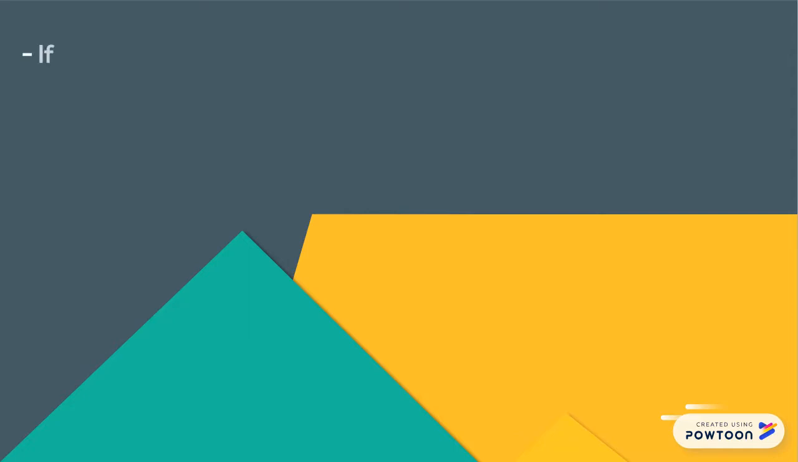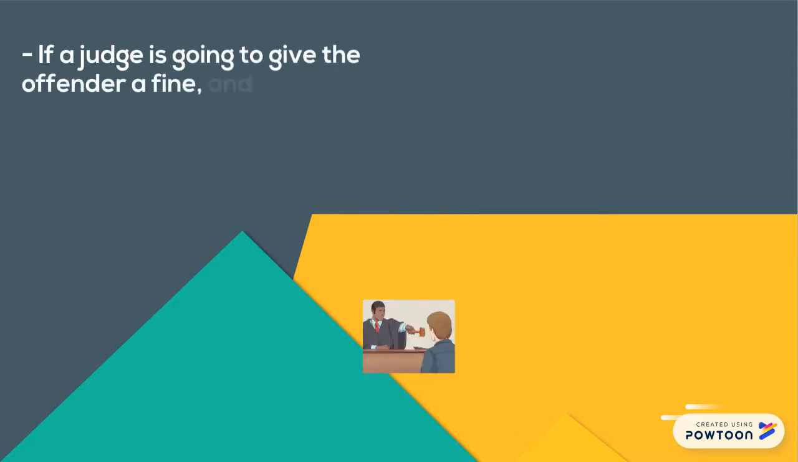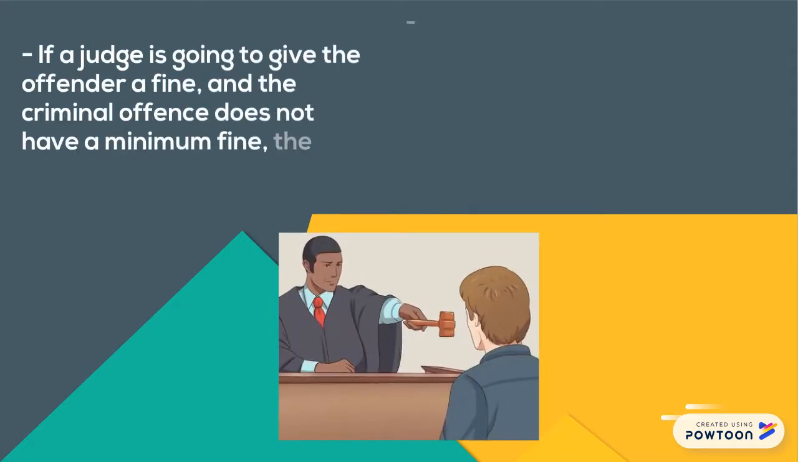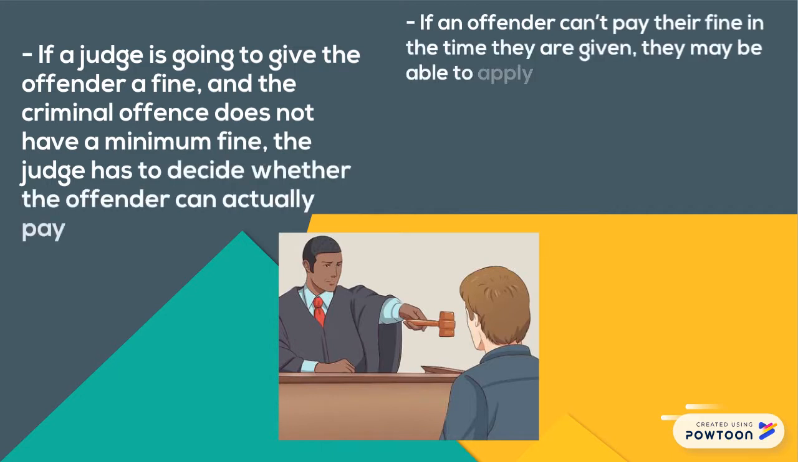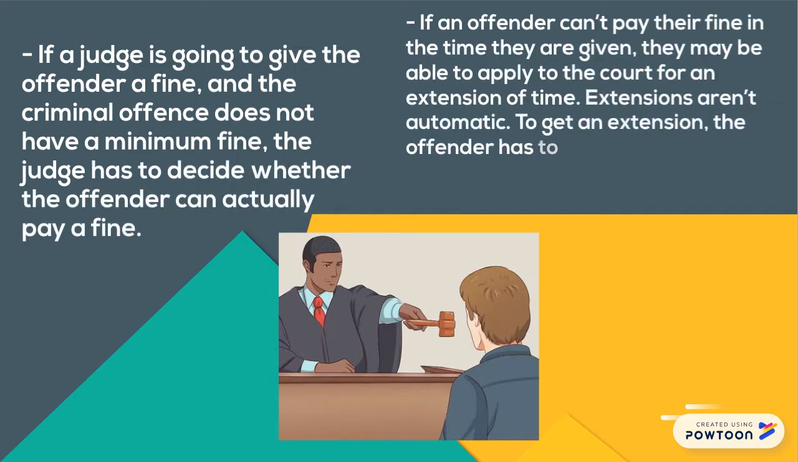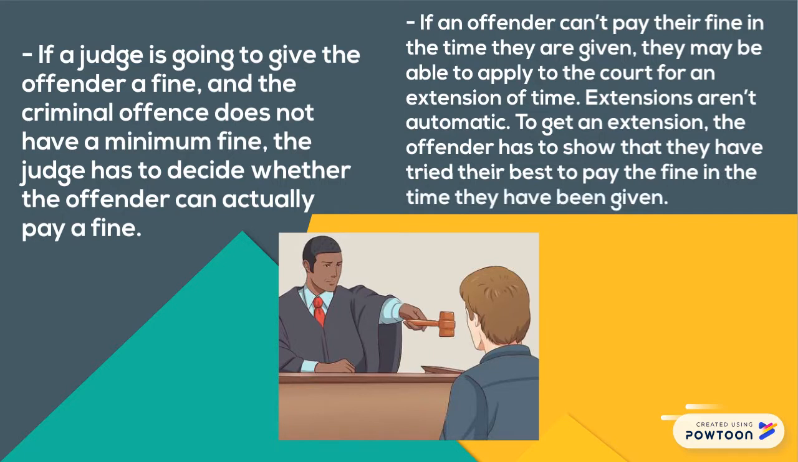If a judge is going to give the offender a fine and the criminal offense does not have a minimum fine, the judge has to decide whether the offender can actually pay a fine. This usually means that the judge will ask the offender questions such as, "Are you working? Do you have children to support? Does your spouse work?"